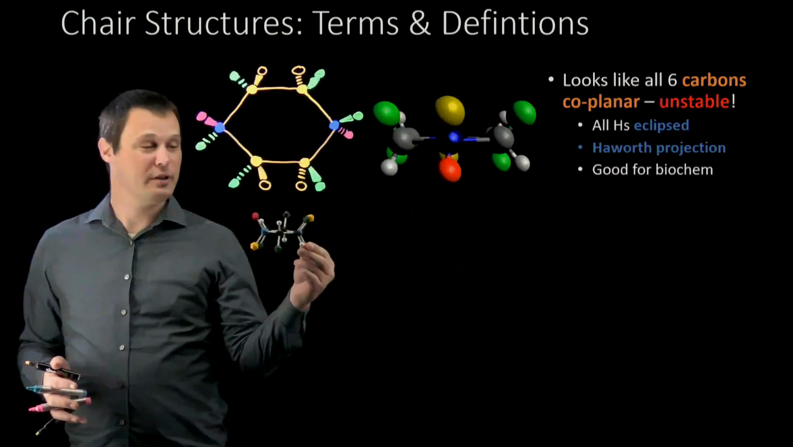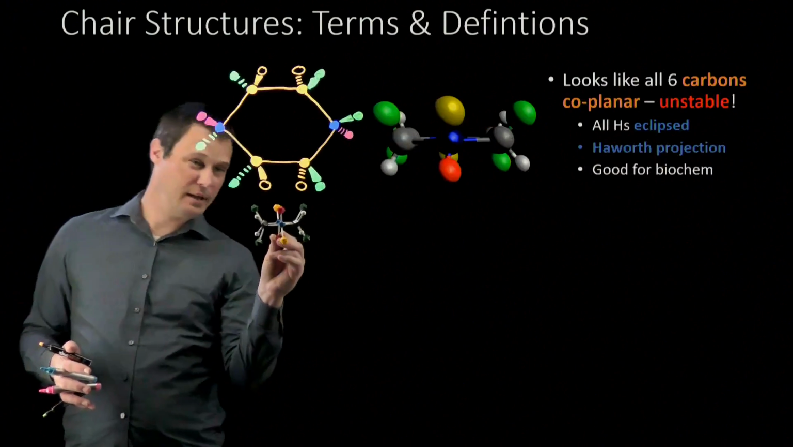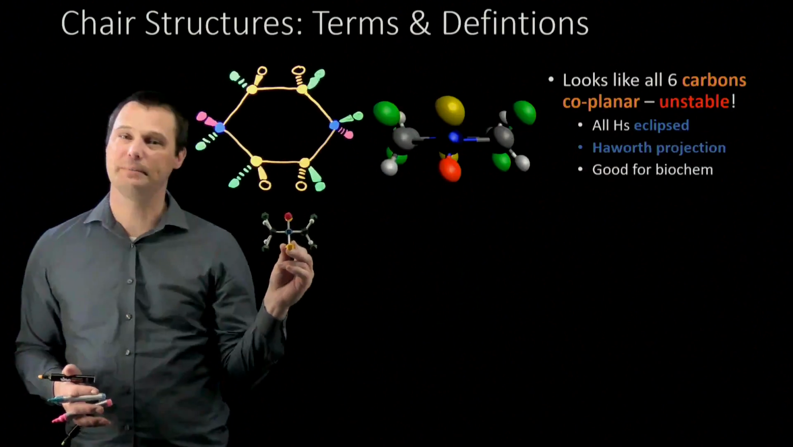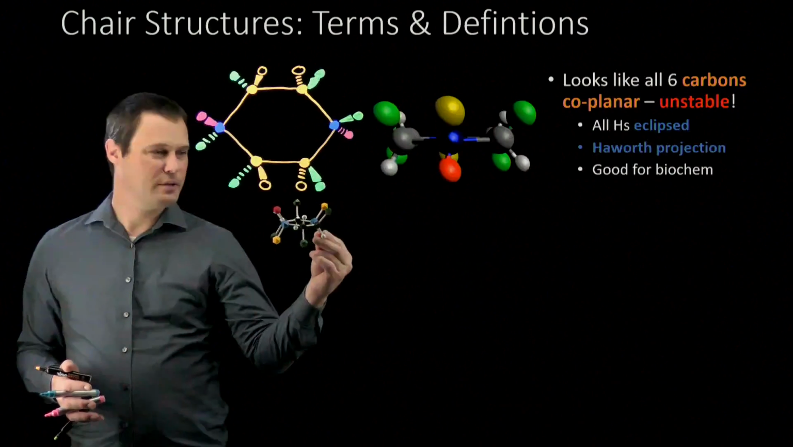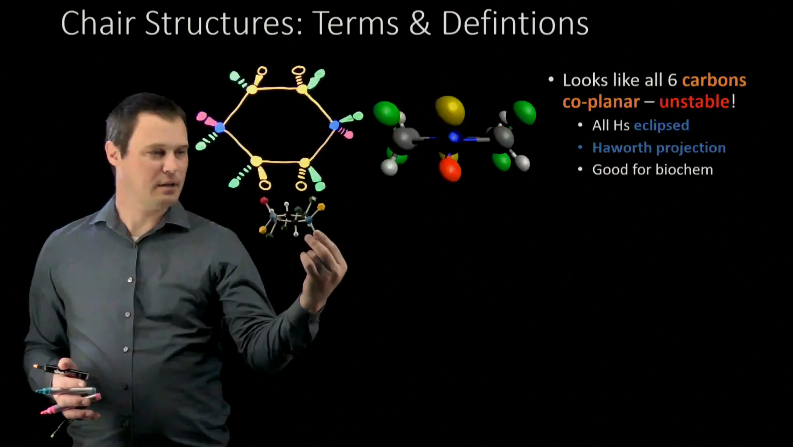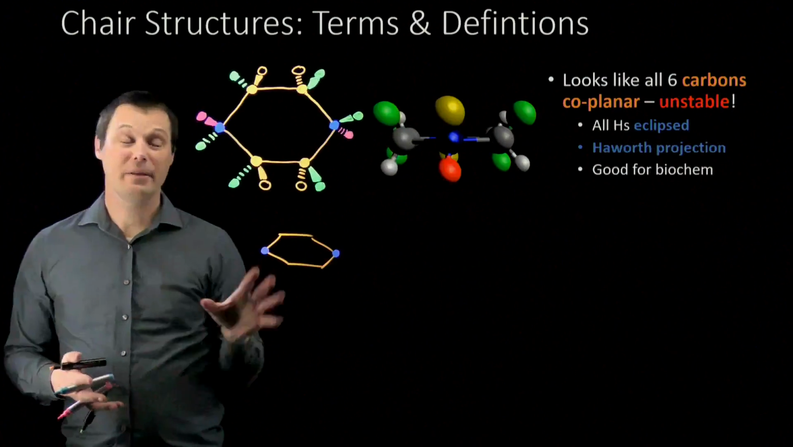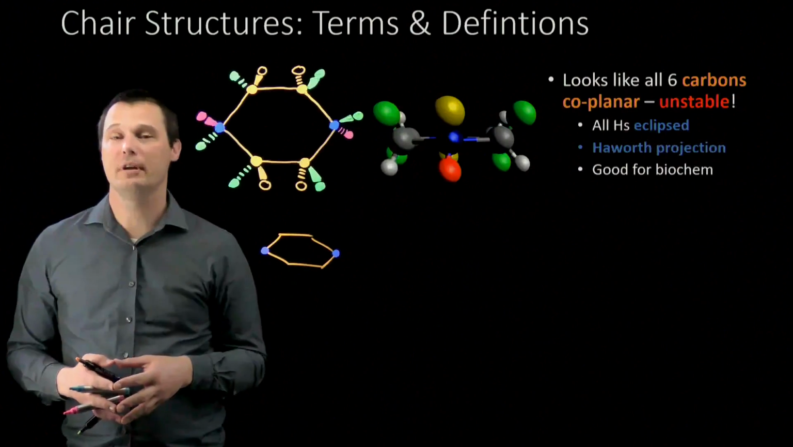When you take this version of C₆H₁₂ and you look down any of the 2 bonds, you can see that all of the hydrogens are all eclipsed to each other. No matter how you rotate the molecule, those hydrogens on neighboring carbons are always eclipsed to each other. That makes this a very unstable version of C₆H₁₂. Now, there is a place for this planar version of C₆H₁₂.